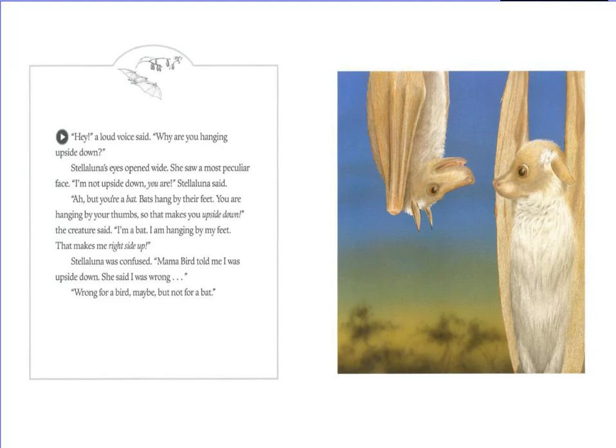"Hey," a loud voice said, "why are you hanging upside down?" Stellaluna's eyes opened wide. She saw a most peculiar face. "I'm not upside down. You are," Stellaluna said. "Ah, but you're a bat. Bats hang by their feet. You are hanging by your thumbs, so that makes you upside down," the creature said. "I'm a bat. I am hanging by my feet. That makes me right side up." Stellaluna was confused. "Mama told me I was upside down. She said I was wrong." "Wrong for a bird, maybe, but not for a bat."